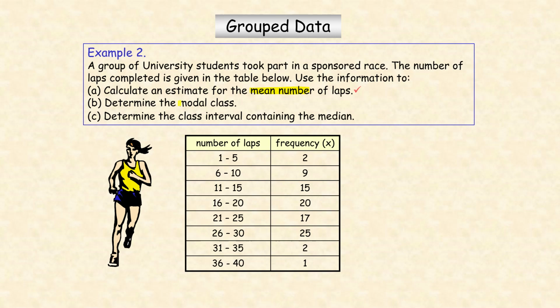Now we want to find the modal class. Now, modal class means the most common frequency. So which one's got the highest frequency here? That would be 25. So that's our modal class. The modal class is 26 to 30. So make a note of that. Modal class is 26 to 30. So hit pause if you need to.